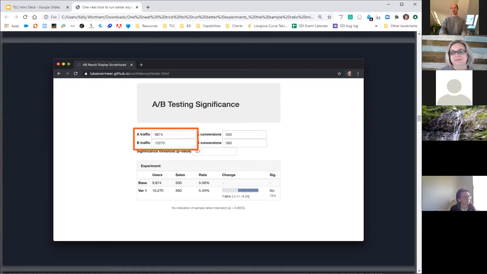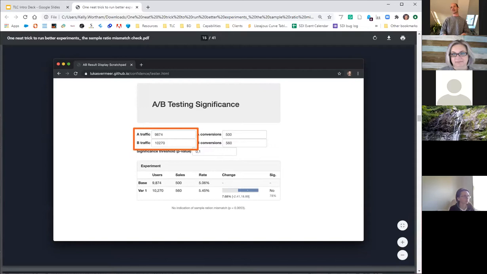Statistics has solved this problem for us, and what we can use is called a goodness of fit test. A goodness of fit test is a statistical test that tells us whether the observed proportions actually match the model of the expected proportions.